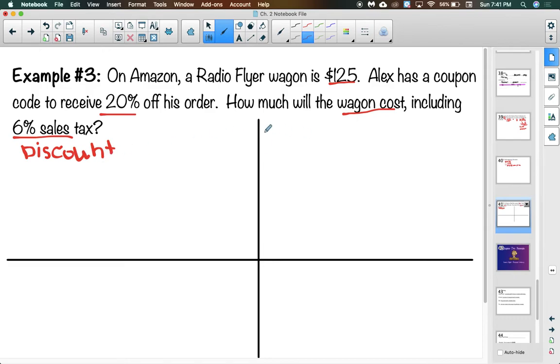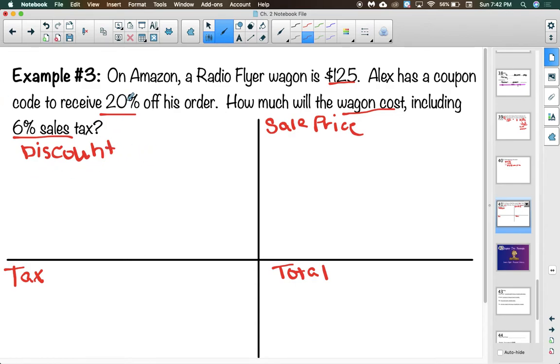Then after we find the discount, we're going to subtract to find the sale price. Once we know the sale price, then we can find the tax. And once we find the tax, we can find the total. So this is really a 4-step problem. These 4-steppers, I like to do this to break down my work and to do some really nice labeling and tell what I'm doing in each step.